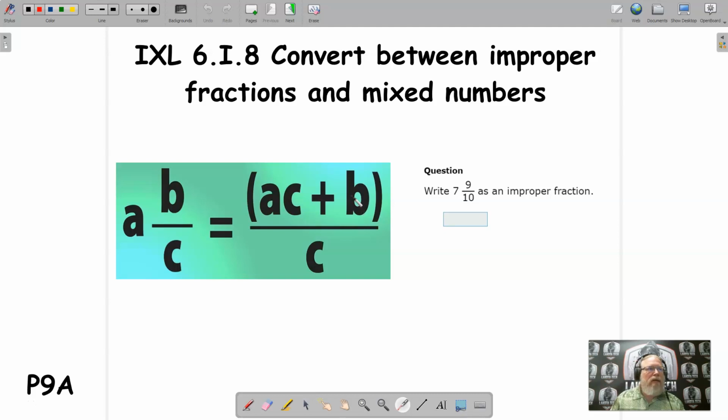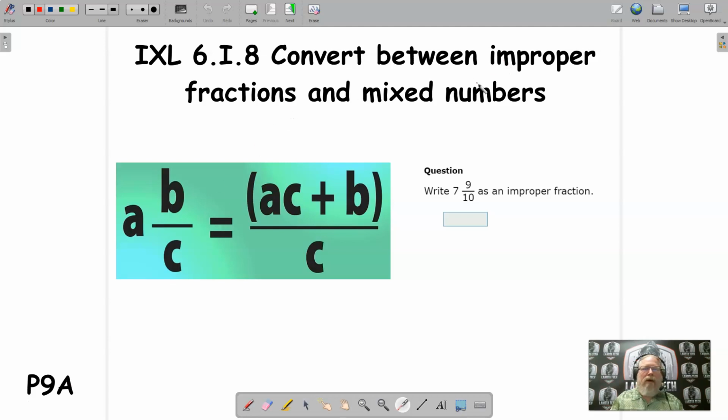Hello, this video is for IXL, activity 6.I.8. It is titled Convert Between Improper Fractions and Mixed Numbers. The 3-character code for this activity is Papa Niner Alpha.